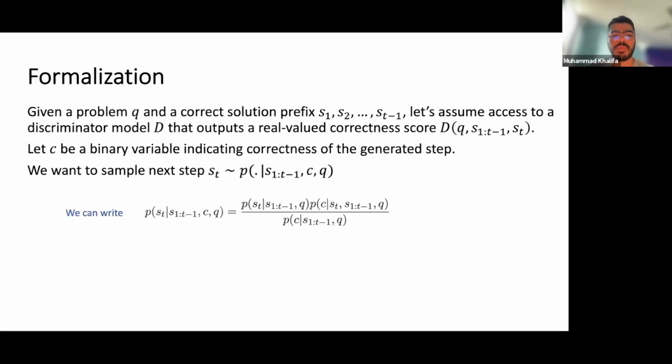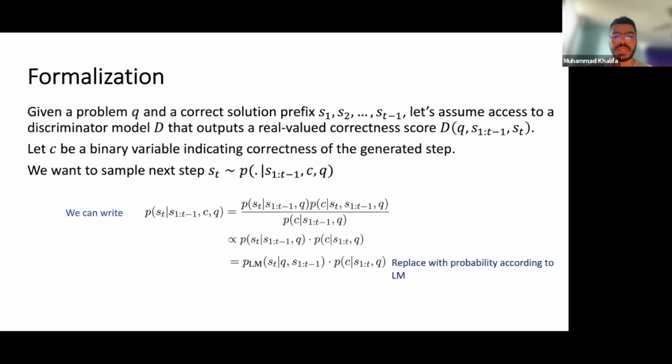So we can write the probability of the next step this way using just Bayes' rule. And then we can just drop the denominator. And then we can replace the probability of the next step by the probability from the language model. So the probability of ST, given the question and the prefix, we just replace it by the probability coming from the language model, multiplied by the probability of being correct, given the full solution and the question.